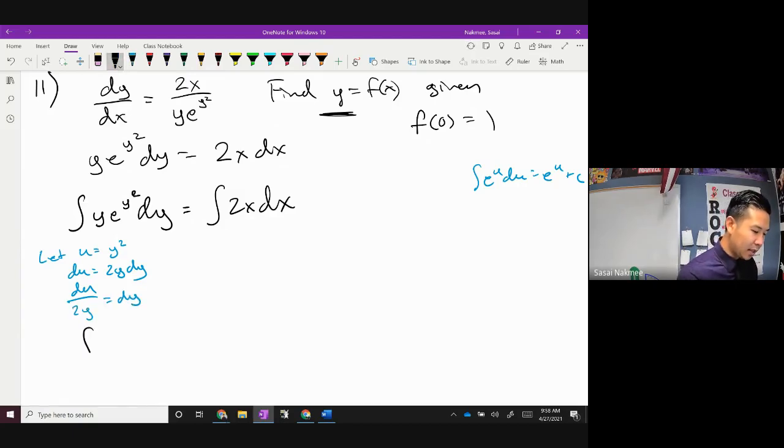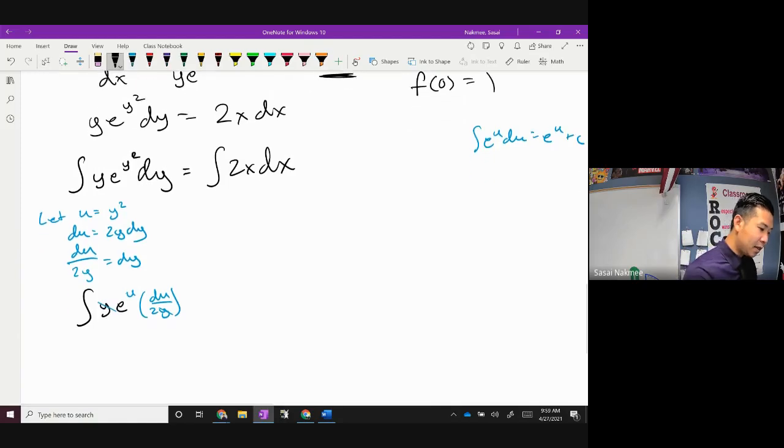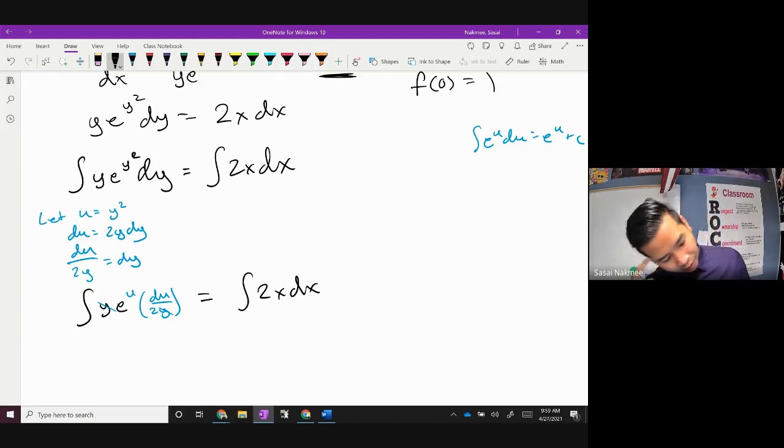I'm going to write this as the integral of y times e to the u times du over 2y. And the y right here and the y right there are going to cancel out. This, of course, is all still equal to this guy over here, which is the integral of 2x dx. Actually, I could have just done that integral because I think you guys know what the integral of 2x is.